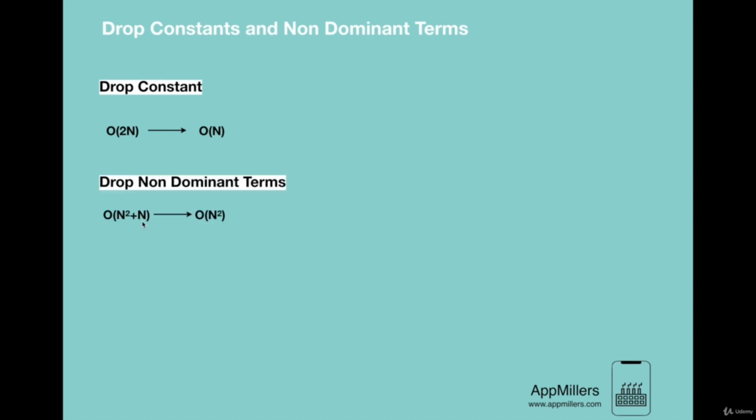So in this lecture, we will look at why we need to drop constants and non-dominant terms in Big O. Dropping constants and non-dominant terms means that we can easily eliminate some values from asymptotic analysis. This means that for O(2n), we can eliminate 2 from here and write O(n). Here we are dropping 2 as a constant. Similarly, we can drop non-dominant terms as well. For example, for the expression O(n squared plus n), we can drop n from here and make it O(n squared).